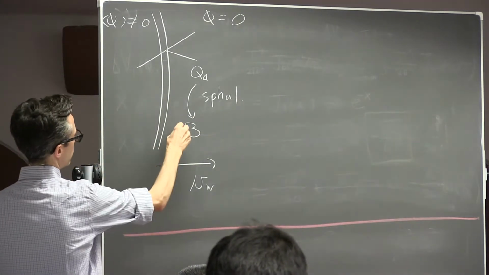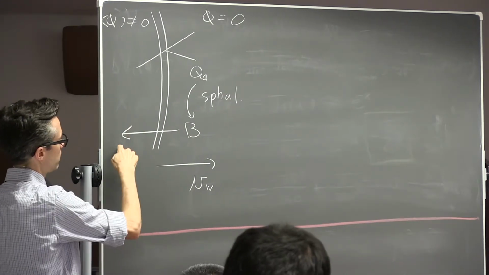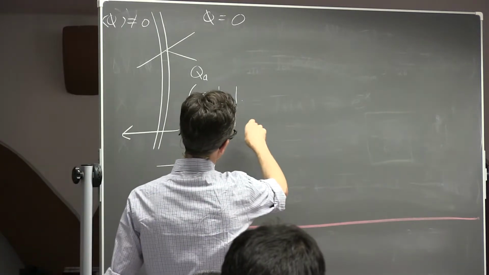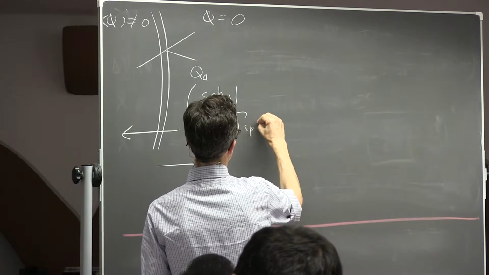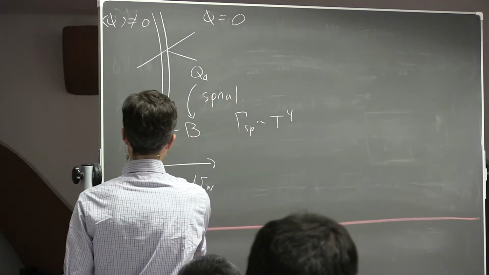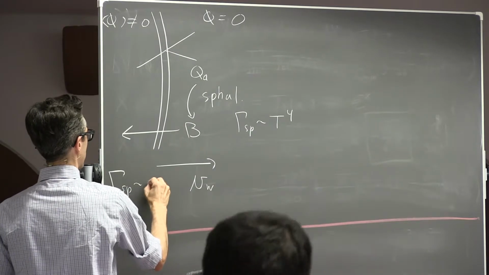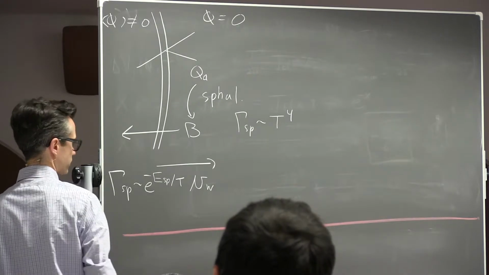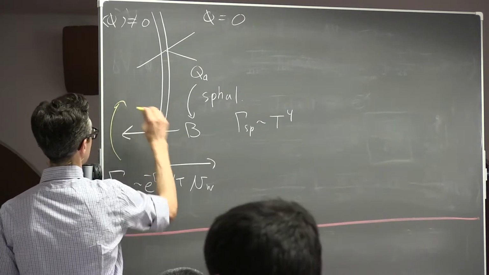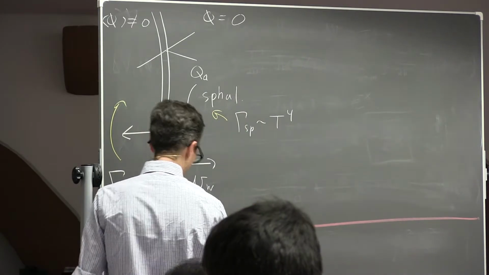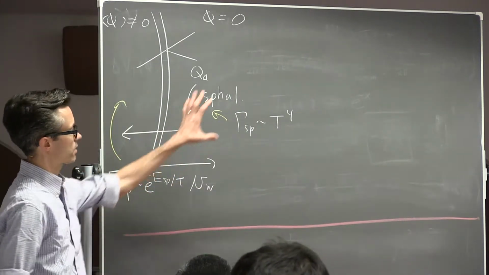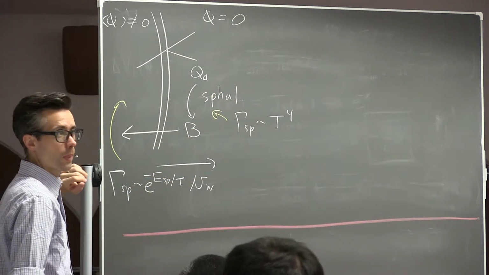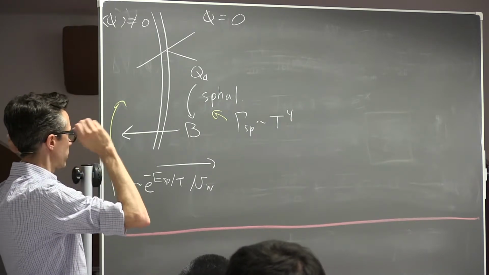And then the bubble wall comes along and sweeps up the B charge into the inside of the bubble where the sphalerons are turned off. So remember, outside of the bubble, my sphaleron rate goes like T to the fourth. Inside the bubble, my sphaleron rate is proportional to e to the minus E_sphaleron divided by the temperature. And this means that sphalerons can be fast outside the bubbles and very, very slow inside the bubbles, such that they're effectively turned off. So this is a cartoon of how electroweak baryogenesis works.